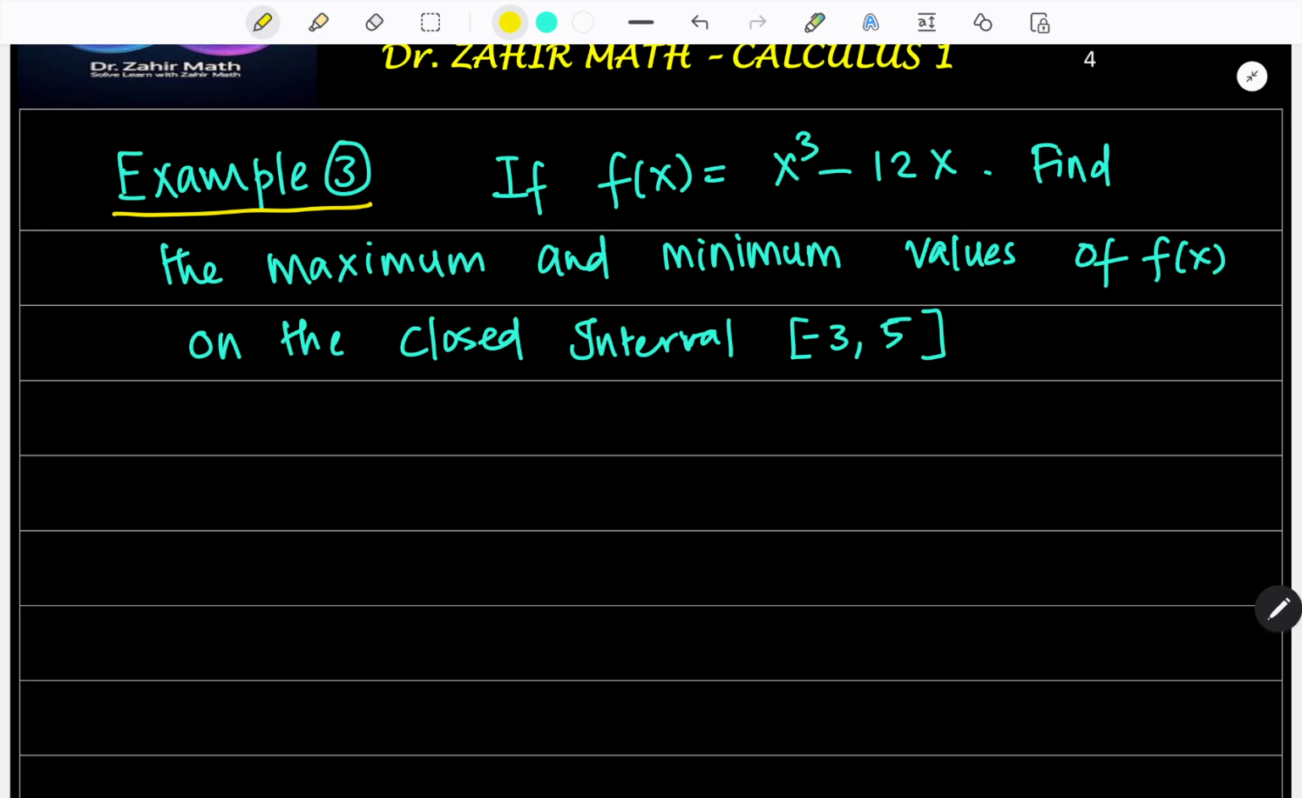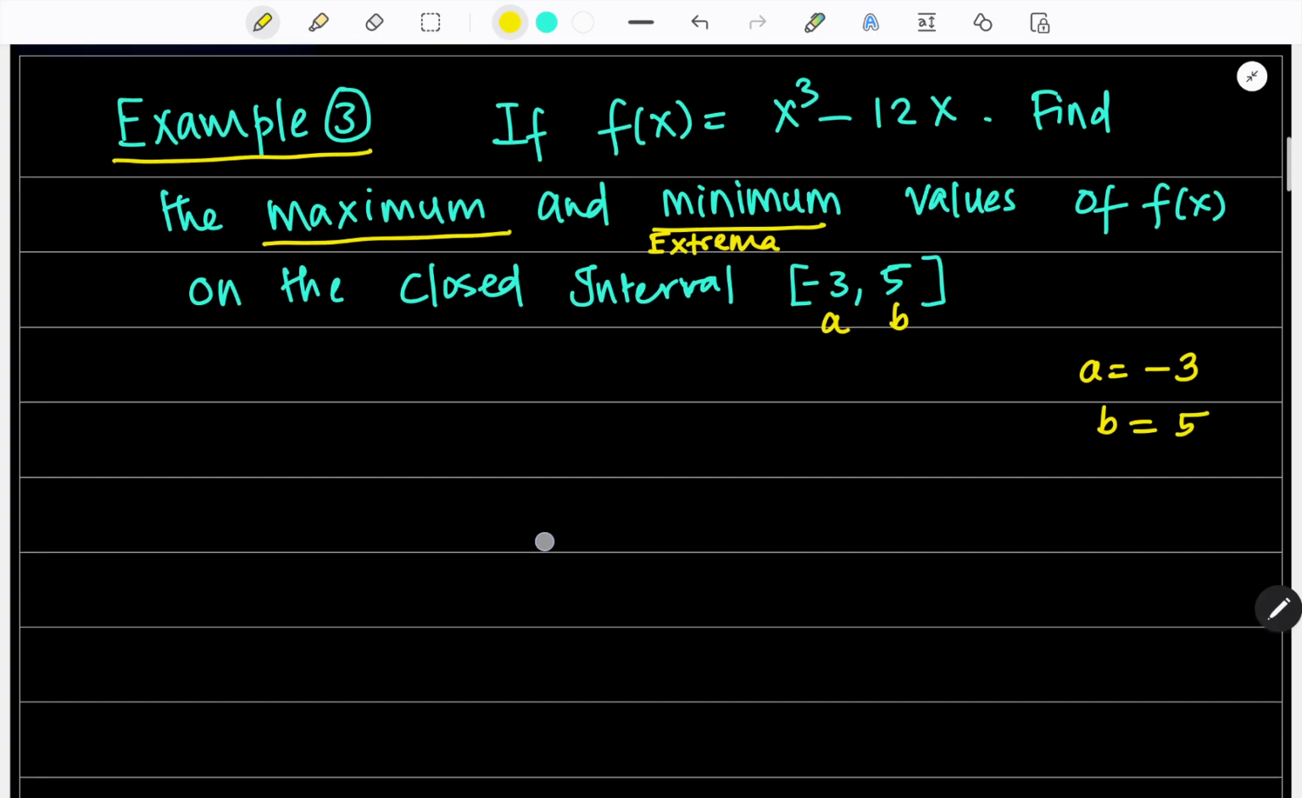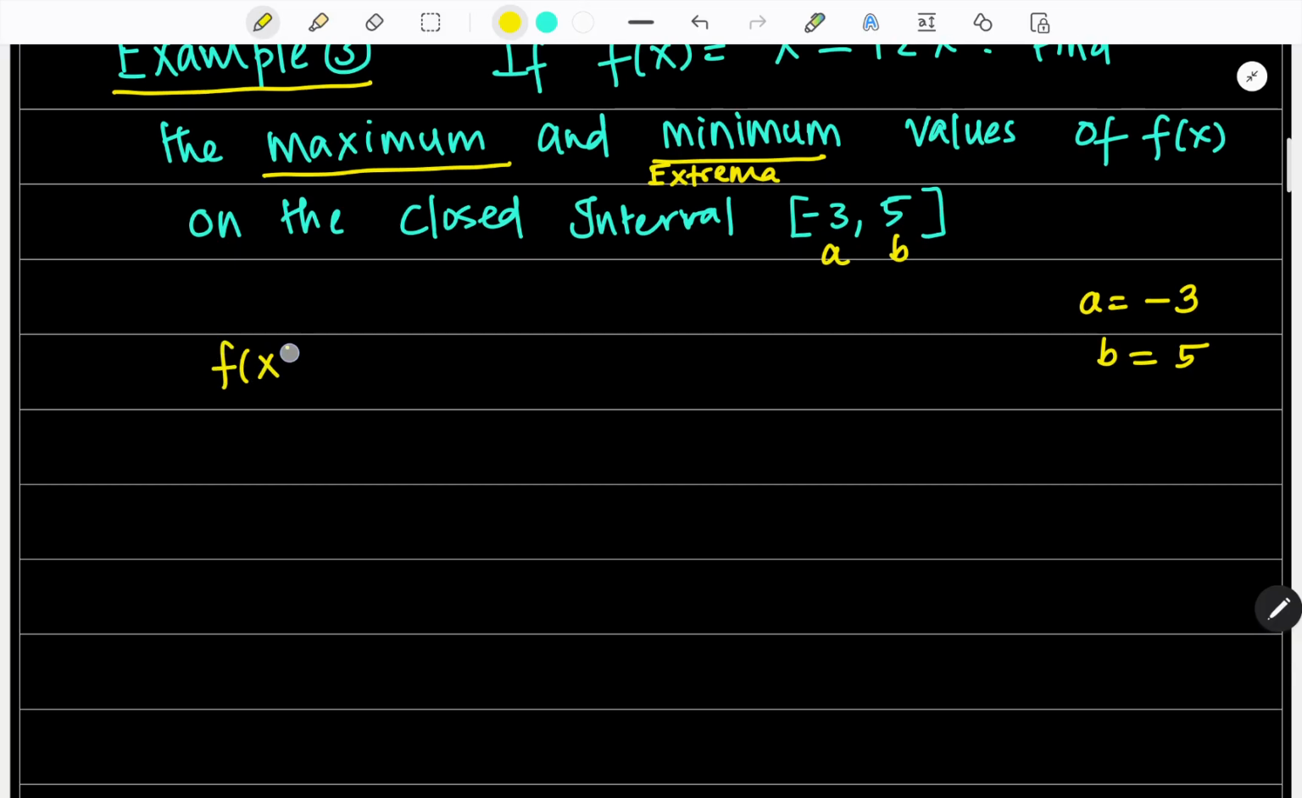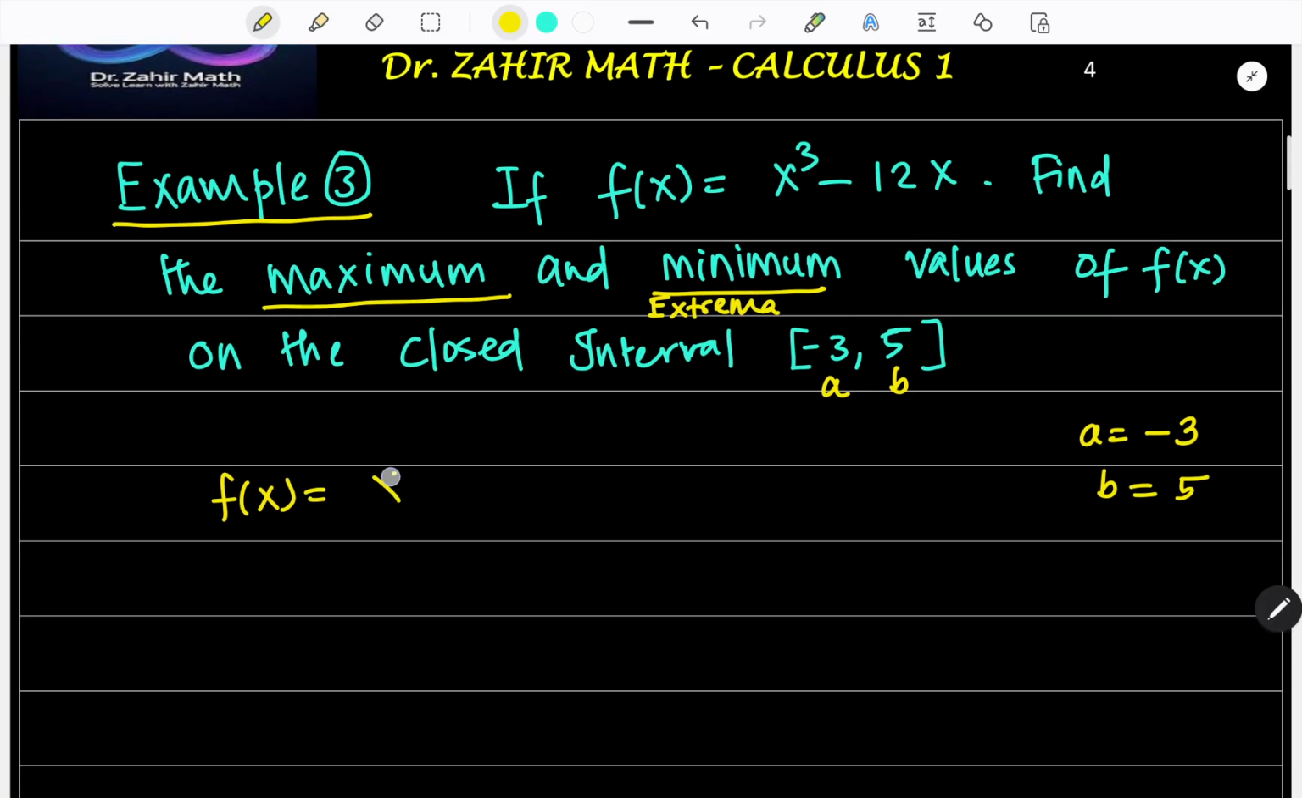Right. Yes. What is the question? Find the maximum and minimum. Maximum and minimum means what? Extrema. Okay. Right. Of the values on the closed interval, this is your A, this is your B. So A is equal to -3, B is equal to 5. So what is your f of x? Your f of x is x cube minus 12x.